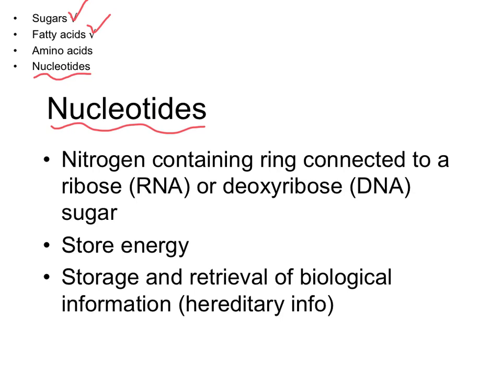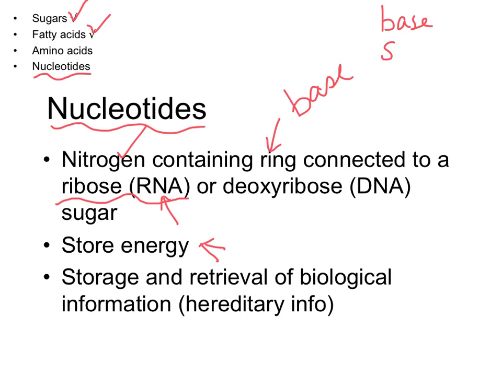So the nucleotides, you really do need to be able to draw some of these structures. I'll show you what I expect you to know. Nucleotides are nitrogen-containing rings with a sugar and a base. So the nitrogen ring is the base that's connected to a ribose. And those two things together will come together and generate our hereditary material. When you see the structures, you'll recognize there's going to be a base, a sugar, and a phosphate group.